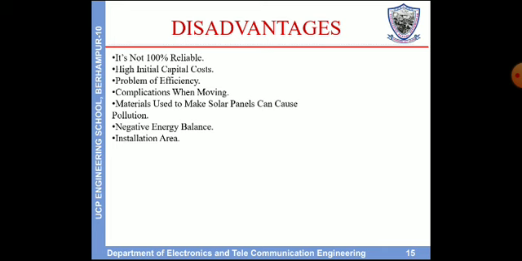Complication when moving: to transfer these entire solar panels to other places, there may be some complication because the entire setup is fixed in position. Material used to make solar panels can cause pollution, as I told before. The entire making of the solar panels causes a negative energy balance. Also, the installation takes a large area.